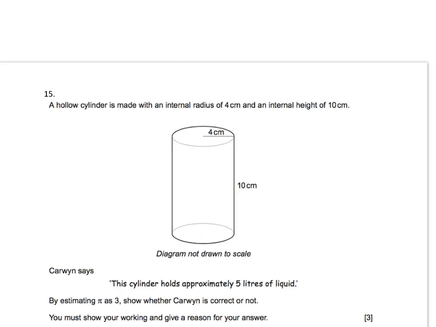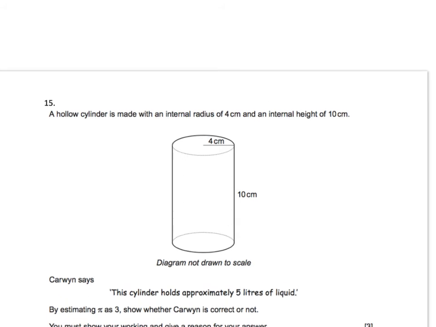Okay, another question as well on cylinders today. It says a hollow cylinder is made with an internal radius of 4 centimetres and a height of 10 centimetres. Carmen says this cylinder holds approximately 5 litres of liquid. By estimating pi as 3, show whether Carmen is correct or not. So you need to know this conversion here. 1 litre is equal to 1,000 centimetres cubed. It's also equal to 1,000 millilitres. And 1 millilitre is 1 centimetre cubed.